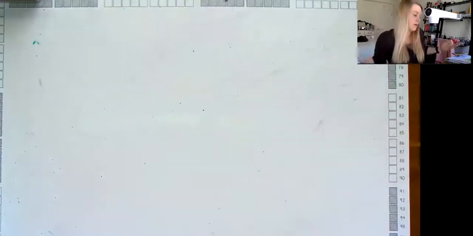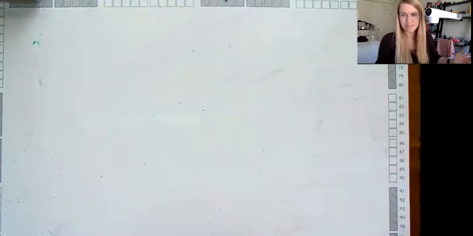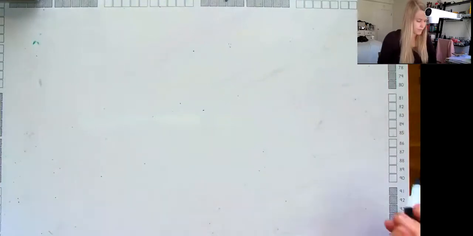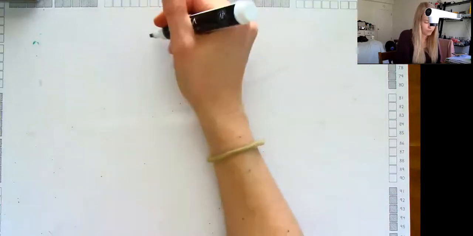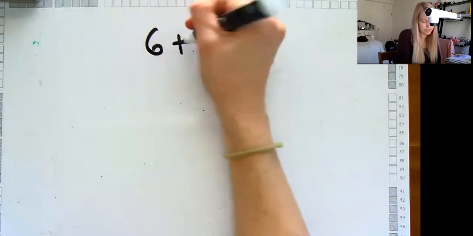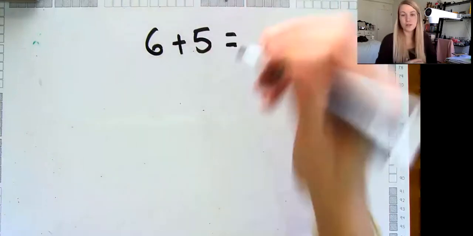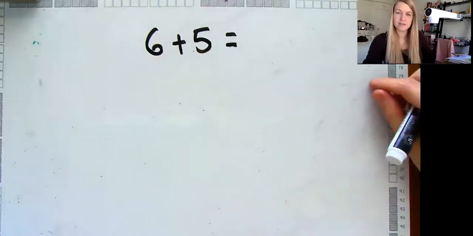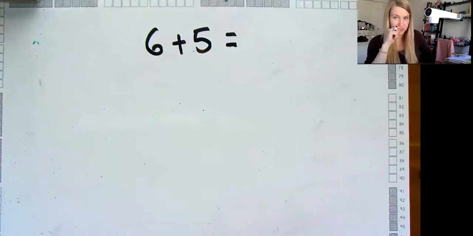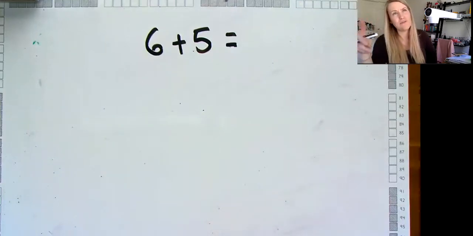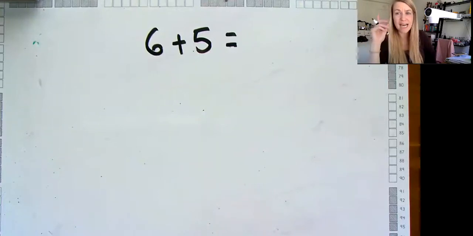All right, let's try the numbers. We can just make an equation. Let's do 6 plus 5 equals, if you know your doubles, you should be able to get this pretty fast. Well, I know 5 plus 5 equals 10, but 6 is 1 more than 5, so it must be 1 more than 10, which is 11.